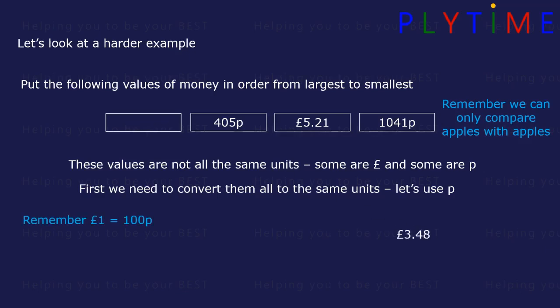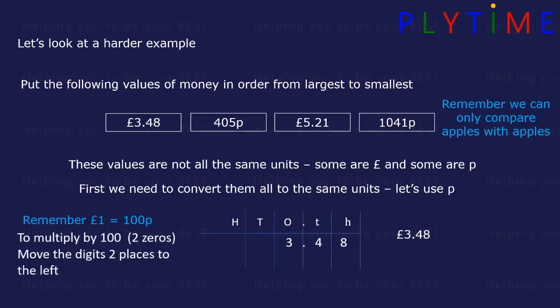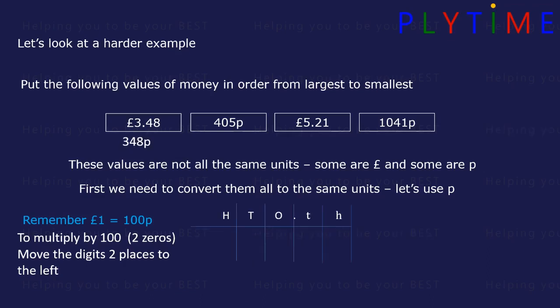Let's look at £3.48. To multiply by 100, with 2 zeros, we move the digits 2 places to the left. 1, 2. So £3.48 equals 348p. Now let's convert the other pounds. £5.21. If we put it into our columns and multiply by 100, move the digits 2 places to the left, we end up with 521p.